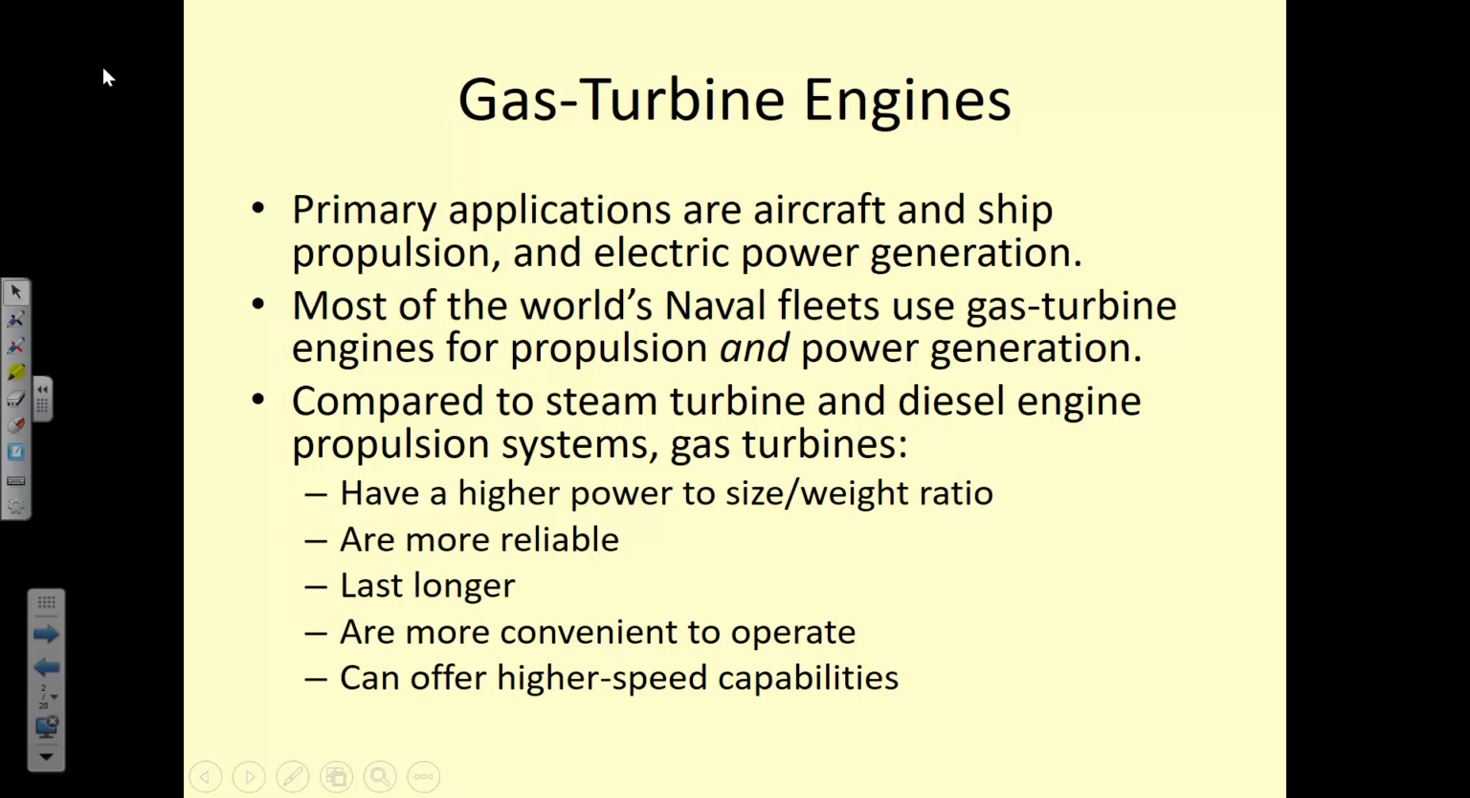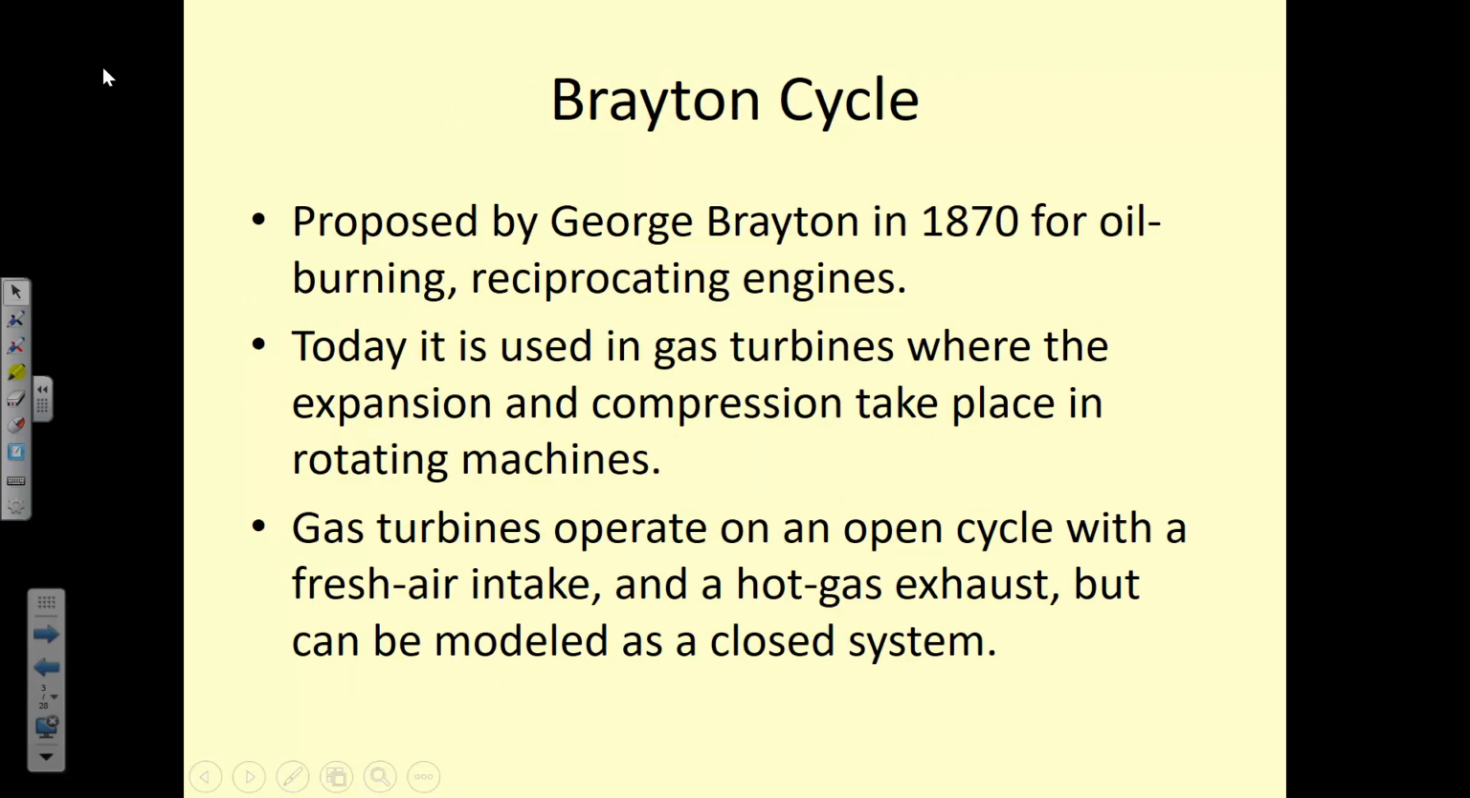So they last longer, they're more convenient, and they can actually offer some high-speed capabilities, whereas with a diesel engine, you usually get either performance or hauling power, not both in the same vehicle. With gas turbine engines, you can add some additional components that allow you to get high speed when needed, but also still have high power applications. So we'll talk about some of those things today. The Brayton cycle is the primary cycle that we'll study for the gas turbine engine, and it was proposed in 1870 by George Brayton.